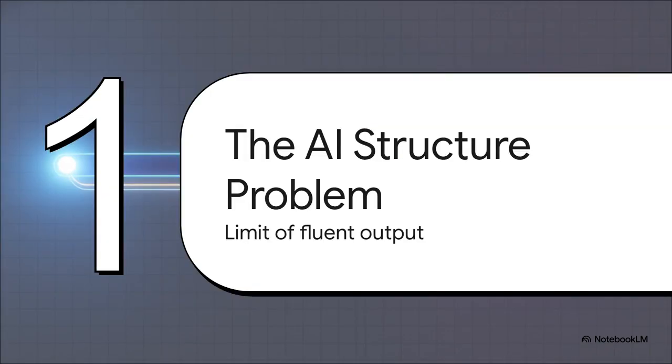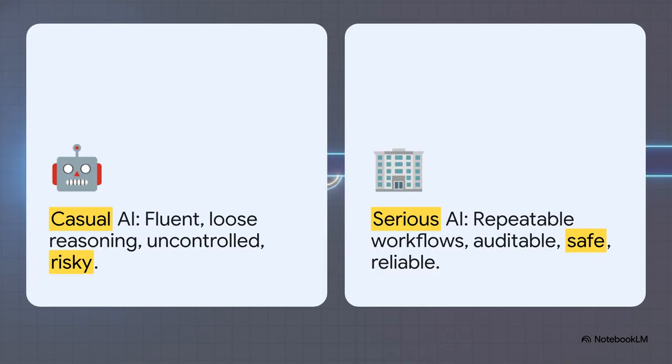All right, Section 1, the AI structure problem, the limit of fluent generation. To really grasp the value of this function, we first have to recognize a massive recurring failure happening in complex AI deployments today. Think about the stark contrast between casual AI and serious organizations. Look, a casual chatbot can totally tolerate loose reasoning. If it hallucinates a weird ingredient in a dinner recipe, it's no big deal, right?